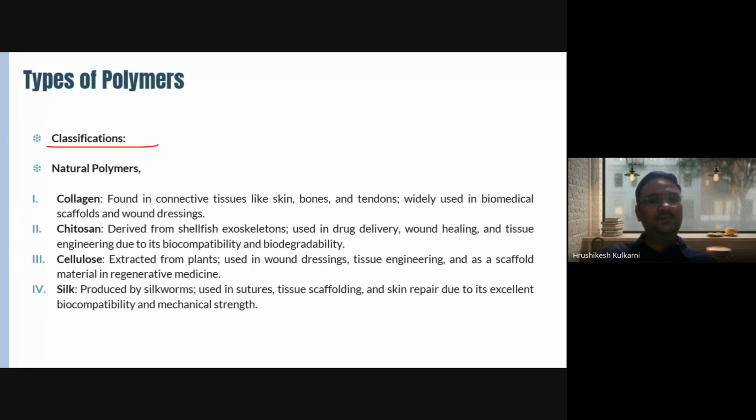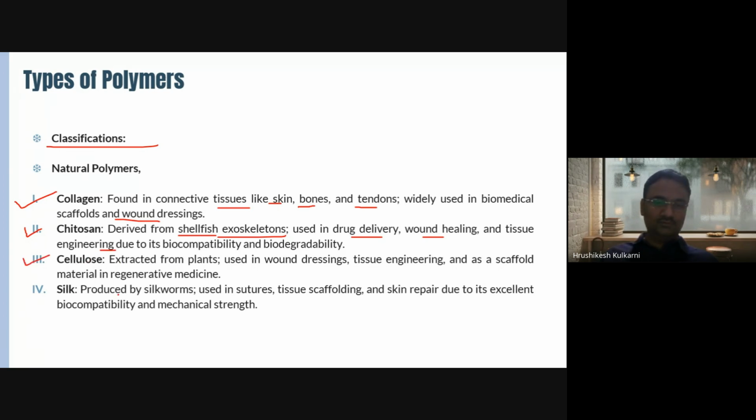The first natural polymer is called collagen. This collagen can be used for the connecting tissue in the skin, bone, tendons, scaffolds, and wound dressing. The second polymer is called chitosan, which is derived from the shellfish exoskeleton. This is used for drug delivery, wound healing, tissue engineering.